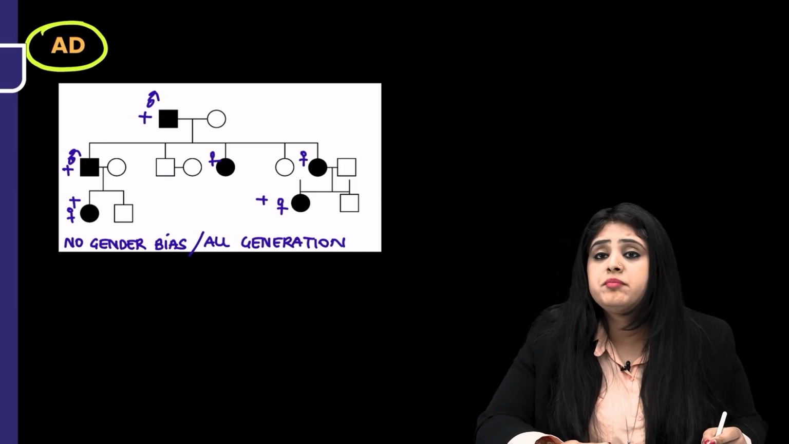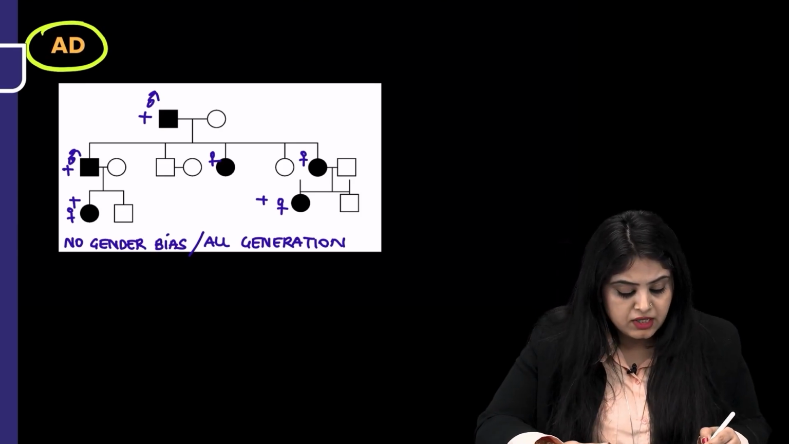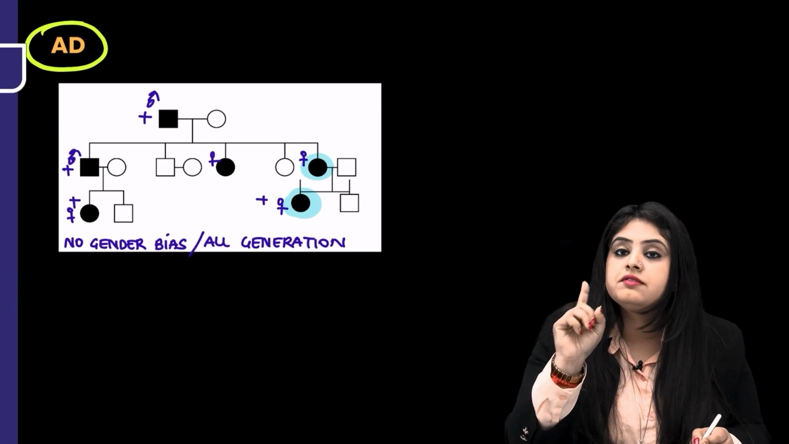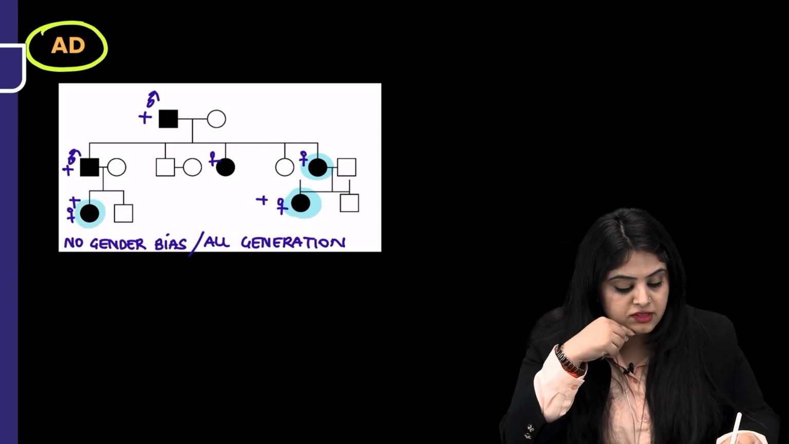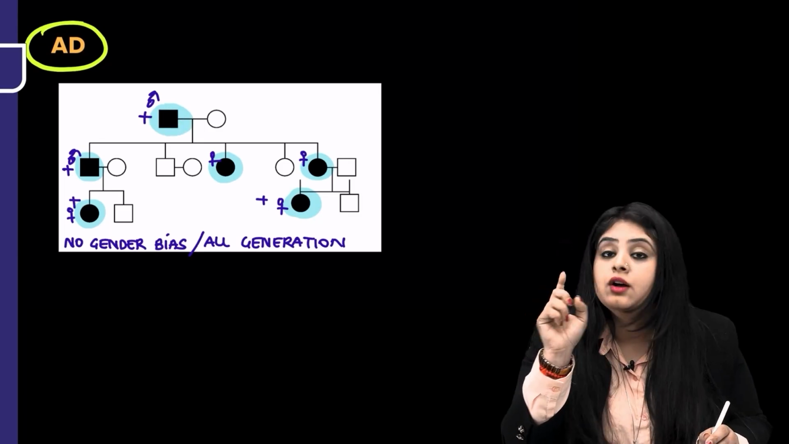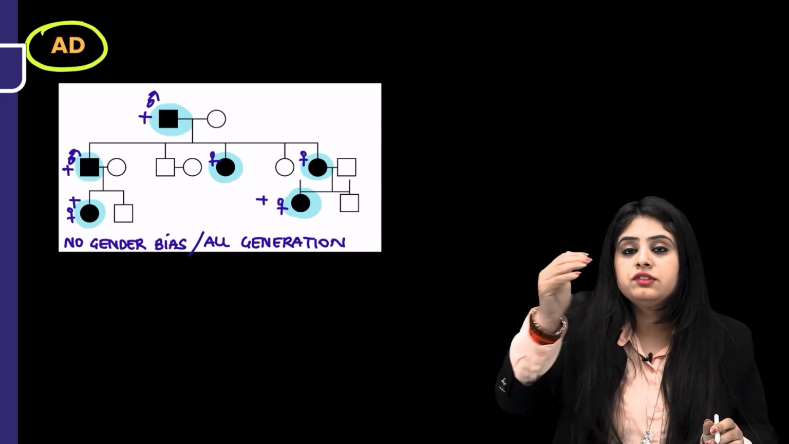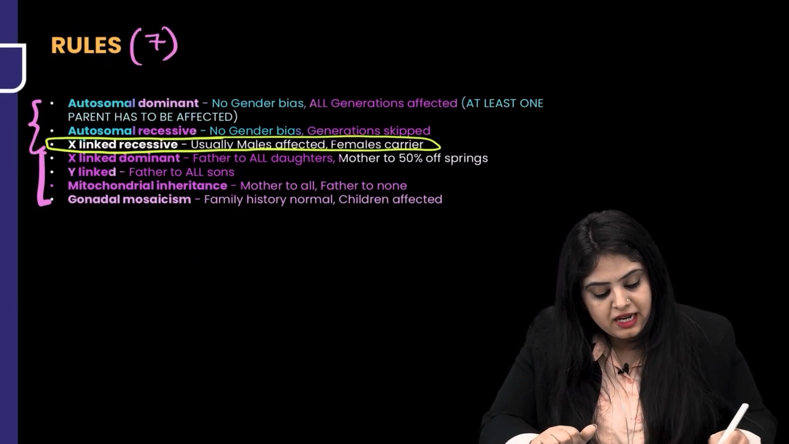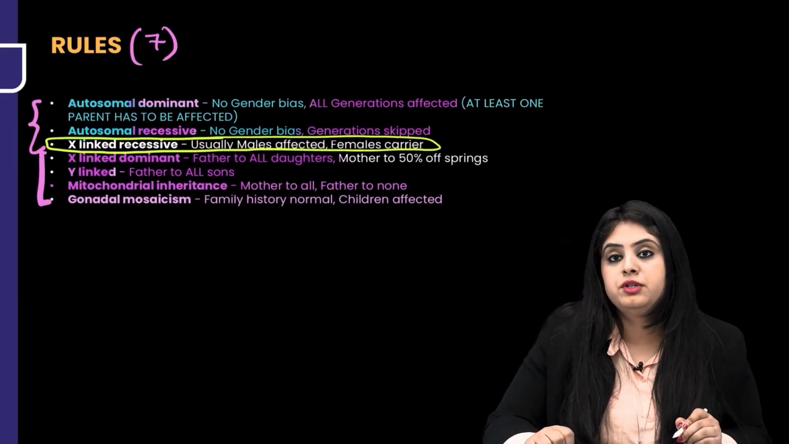There's another easy way of picking it up. Whenever someone comes to you with a disease, if that person has at least one parent affected, because it's coming in every generation, remember, at least one parent has to be affected to call it autosomal dominant.